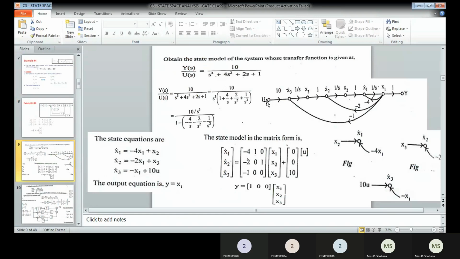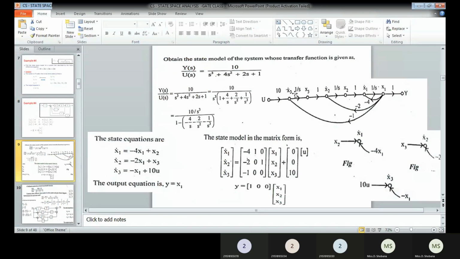Therefore the signal starts from the input node u, and then it has the branch gain of 10. Then we have a first node, and then it has the 1 by s. To go from one 1 by s into another 1 by s, we just use a branch gain of 1. So here branch gain 1, and then the next 1 by s, next a branch gain of 1, and the next 1 by s, and the next output will be y.